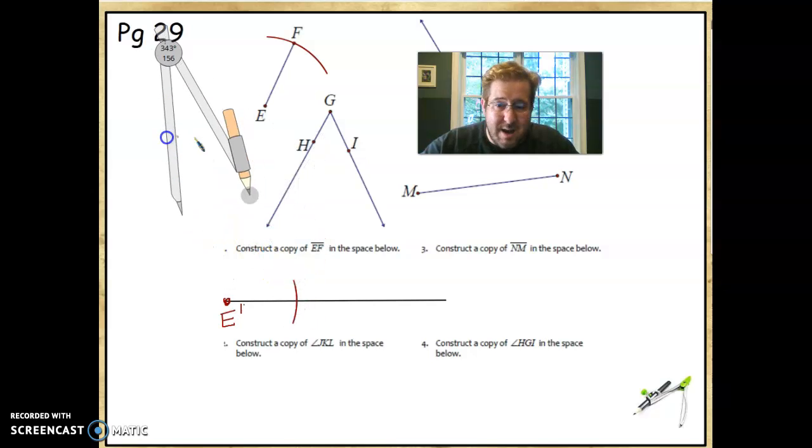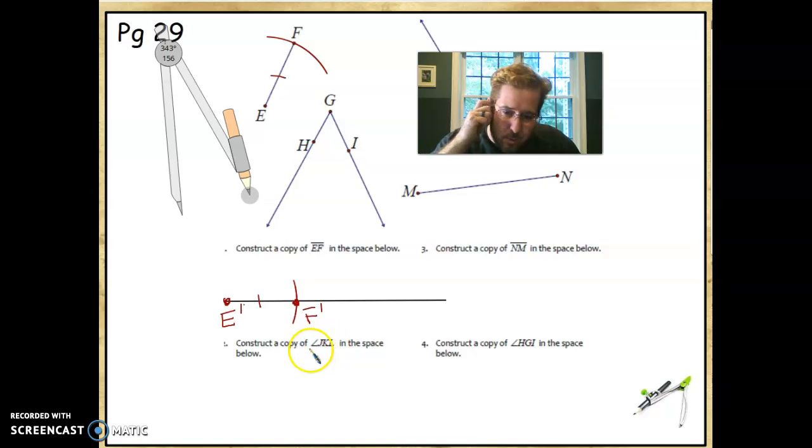Now what I've essentially done is I've really just measured the distance from E to F, and I know that E to F prime is exactly the same distance. Because I did not make the compass any smaller or larger, I used it as a measuring device.